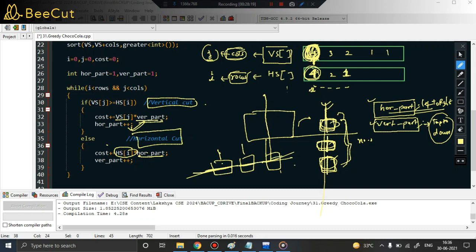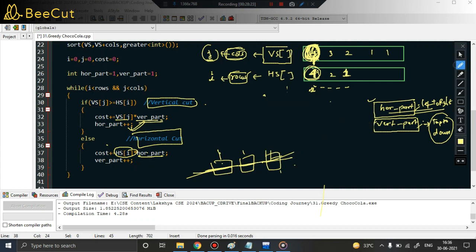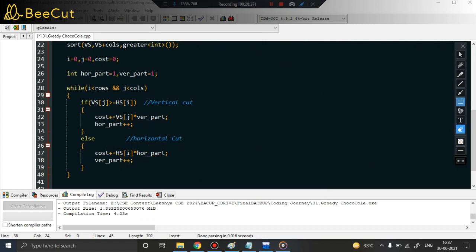The status will be like this. Suppose this chocolate block, you cut it along this axis, how will it look like now? Like this, isn't it? See, so basically you incremented the number of blocks vertically. That is why I said vertical part plus plus. So I hope this particular part is clear, crystal clear, right? No issue with it. Fine.